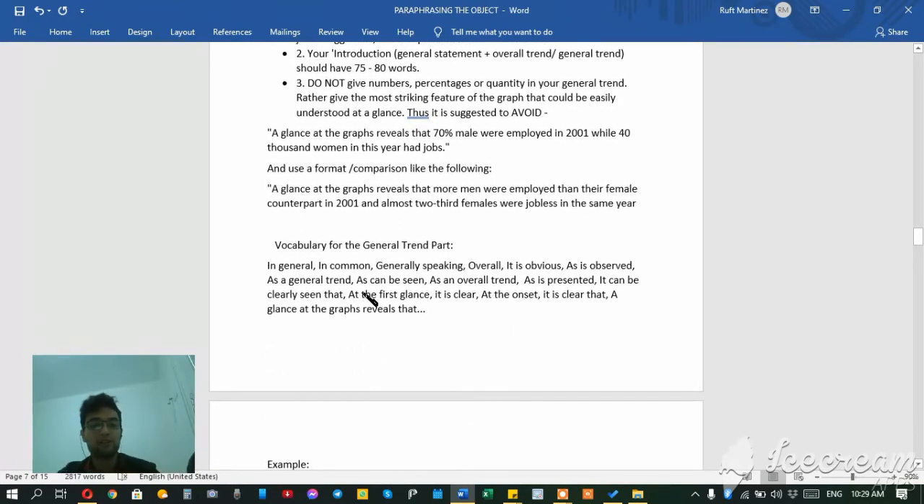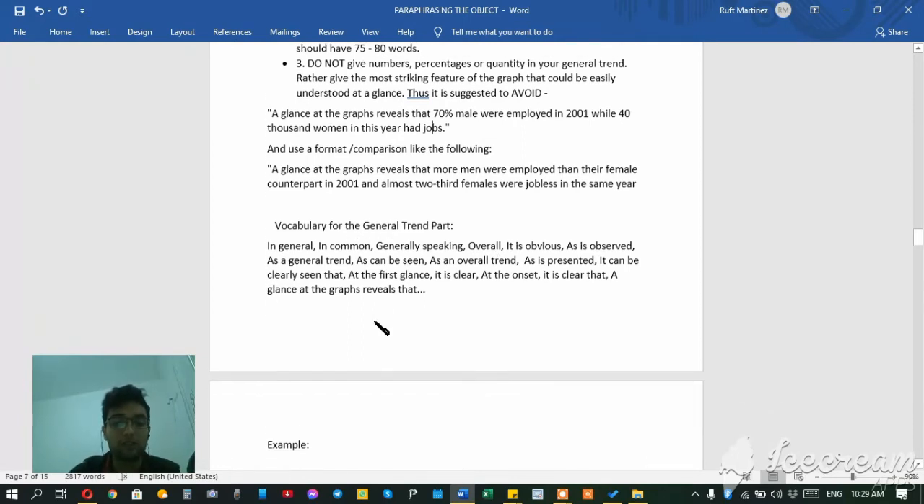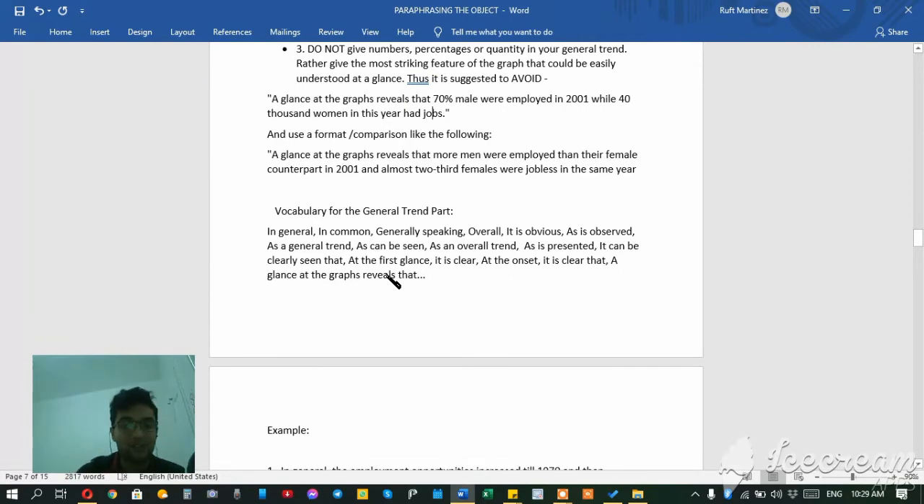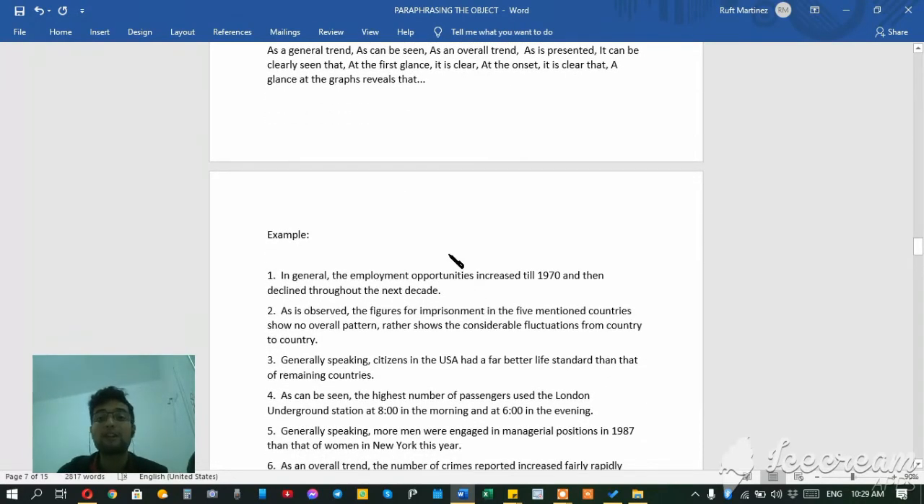Okay, so here is some other vocabulary for general trend. Please learn the vocabulary. Instead of saying overall, you can also say in general, in common, generally speaking. At first glance, it's clear. At the onset, it's clear that. A glance at the graphs reveals that. Overall, it's obvious, but you can just use overall all the time. It's the very best one, and overall is a very good word. Or in common or in general, you can use either one, but learn all of them in case you may use one of them.